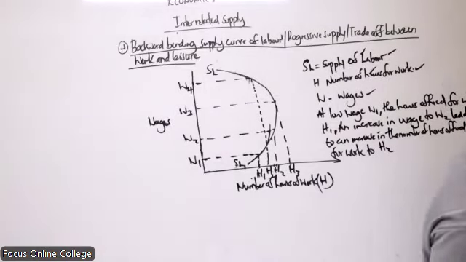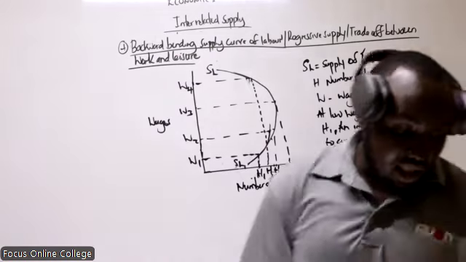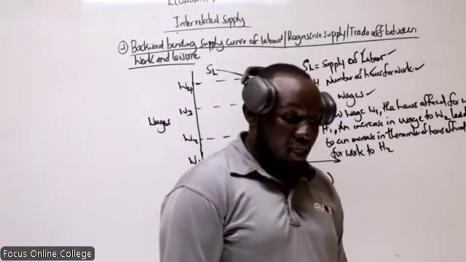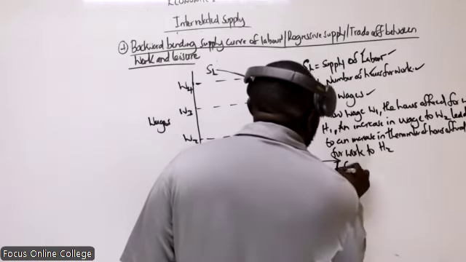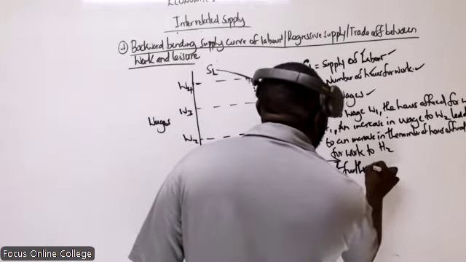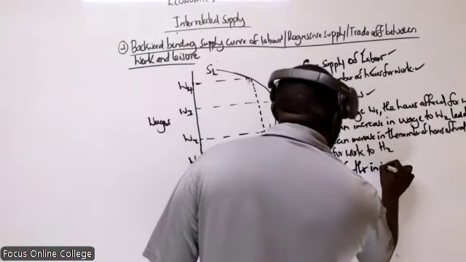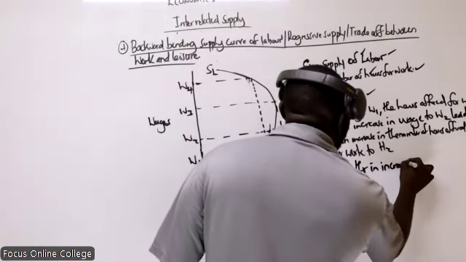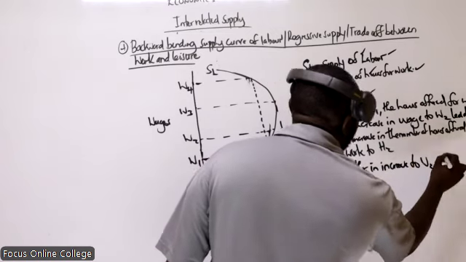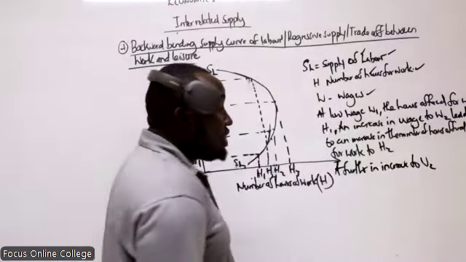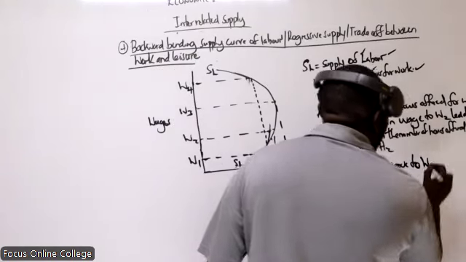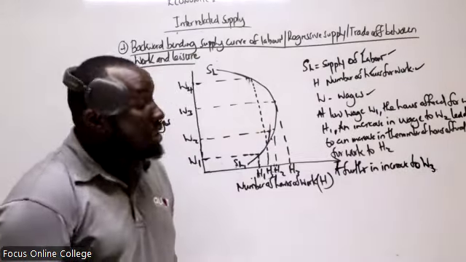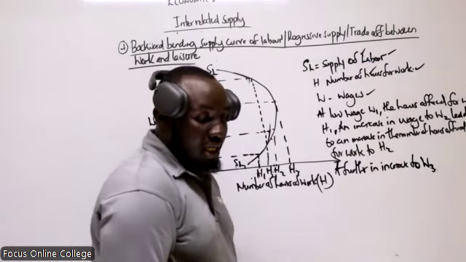An increase in the number of hours offered for work, basically to H2, leads to an increase in the number of hours offered. So then you can say a further increase to wage 3, which is W3.